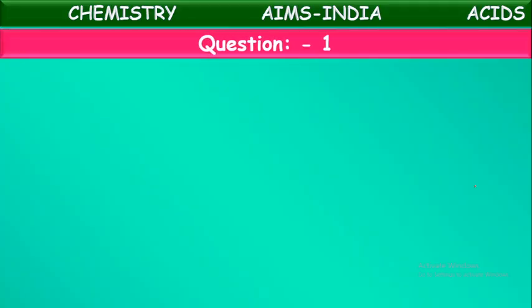Okay, children. Now, based upon these indicators, we are going to have a small assessment. So let us recollect the points we have discussed about the indicators. What are indicators? The chemical substances which show color changes with acids and bases, or we can say in another way, the chemical substances which are used for the identification of acids and bases in the laboratory are called indicators.